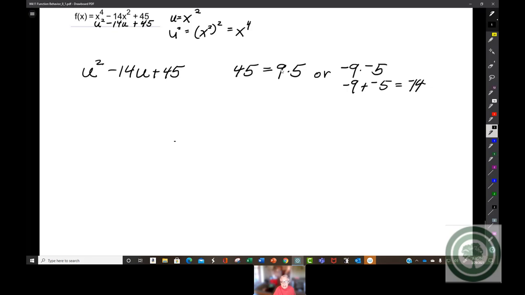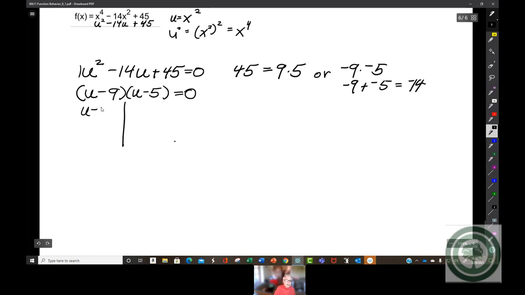And that's what these factors of 45 have to add up to. So since there's an invisible 1 in front of u squared, all we have to do is factor: u minus 9 times u minus 5 equals 0. I forgot to say equals 0. We're finding the zeros, so I've got to say equals 0 because that's what this is all about.